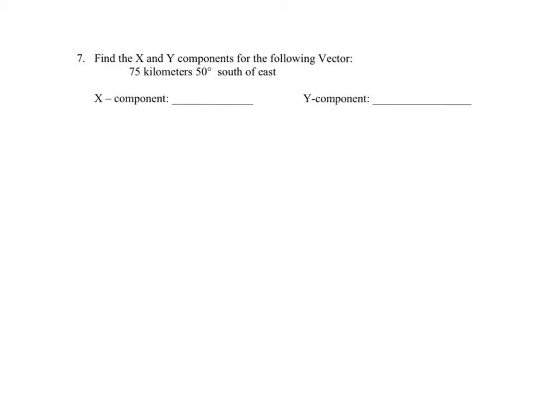Hey y'all, in this video we're going to go over questions 7 through 9 from the Test 2 study guide. For these questions, you're finding the x and y components for each of the vectors given. To do this, your first step is to draw it out.